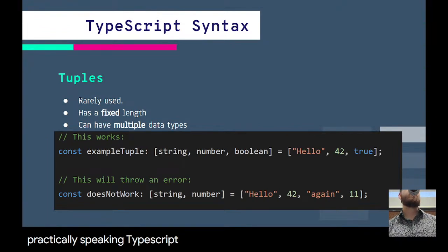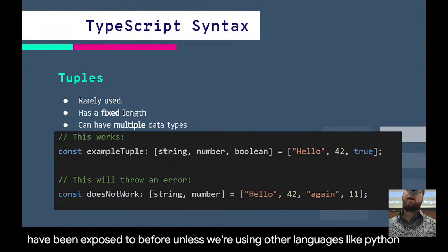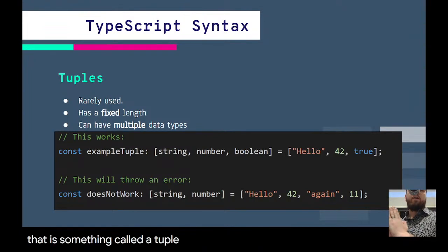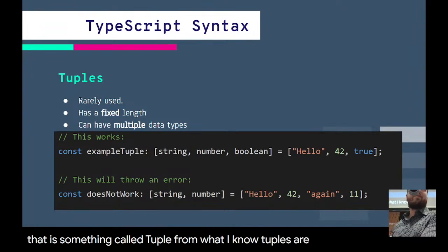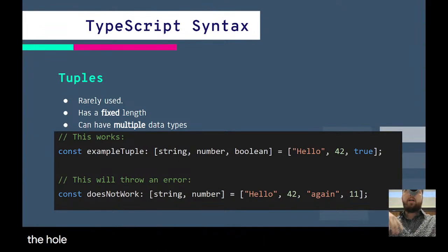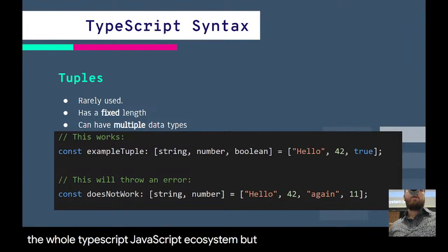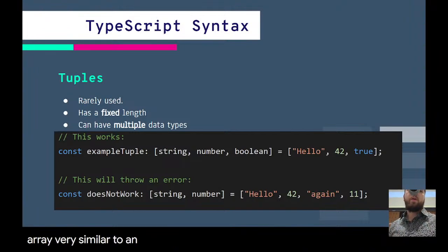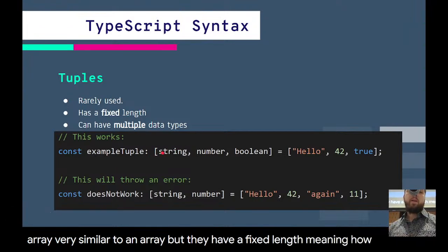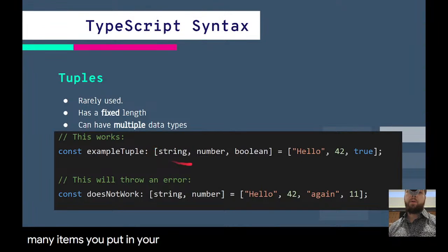So TypeScript introduces a new data type that we probably haven't been exposed to before unless we're using other languages like Python, and that is something called a tuple. From what I know, tuples are rarely used in the whole TypeScript JavaScript ecosystem, but what they are is they are like an array, very similar to an array, but they have a fixed length, meaning however many items you put in your type array is however many items are allowed to be in the array.